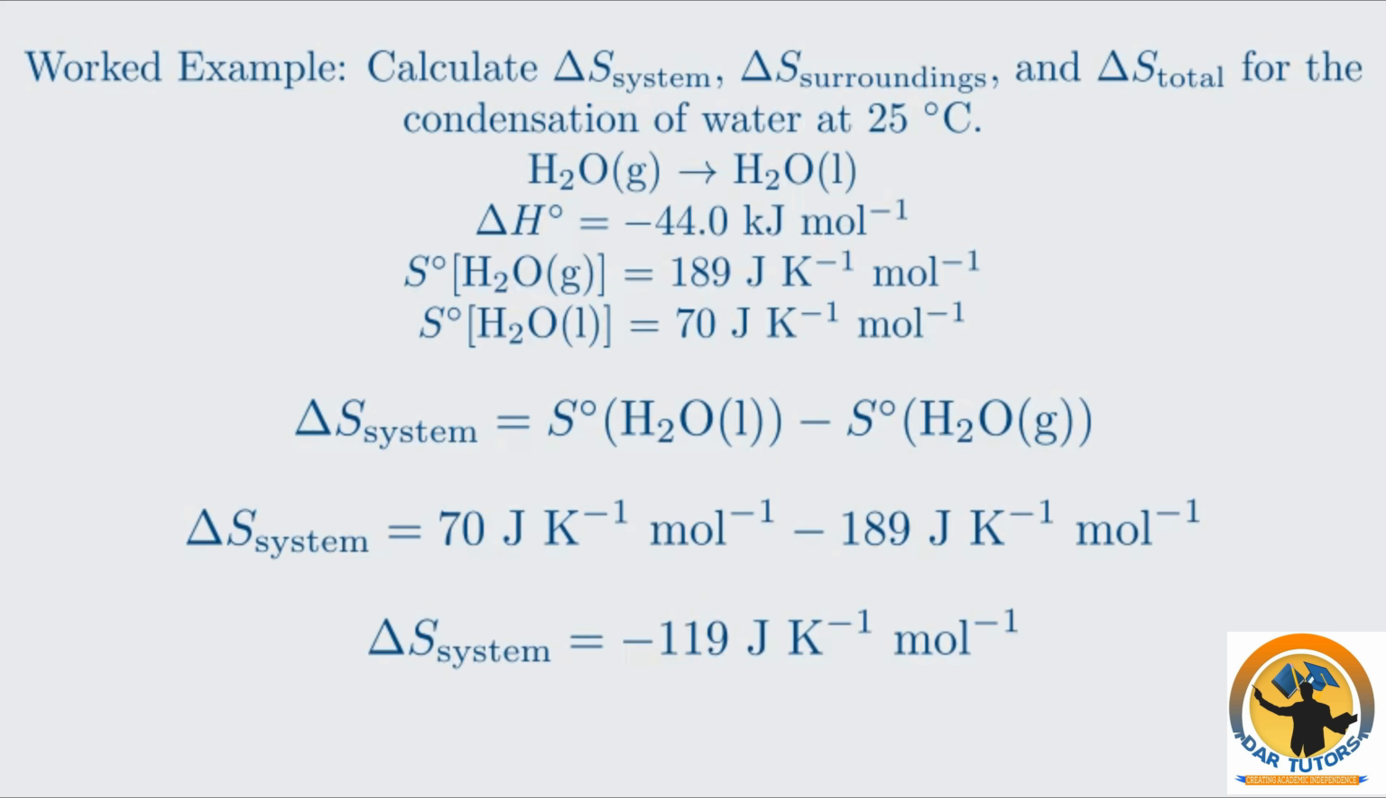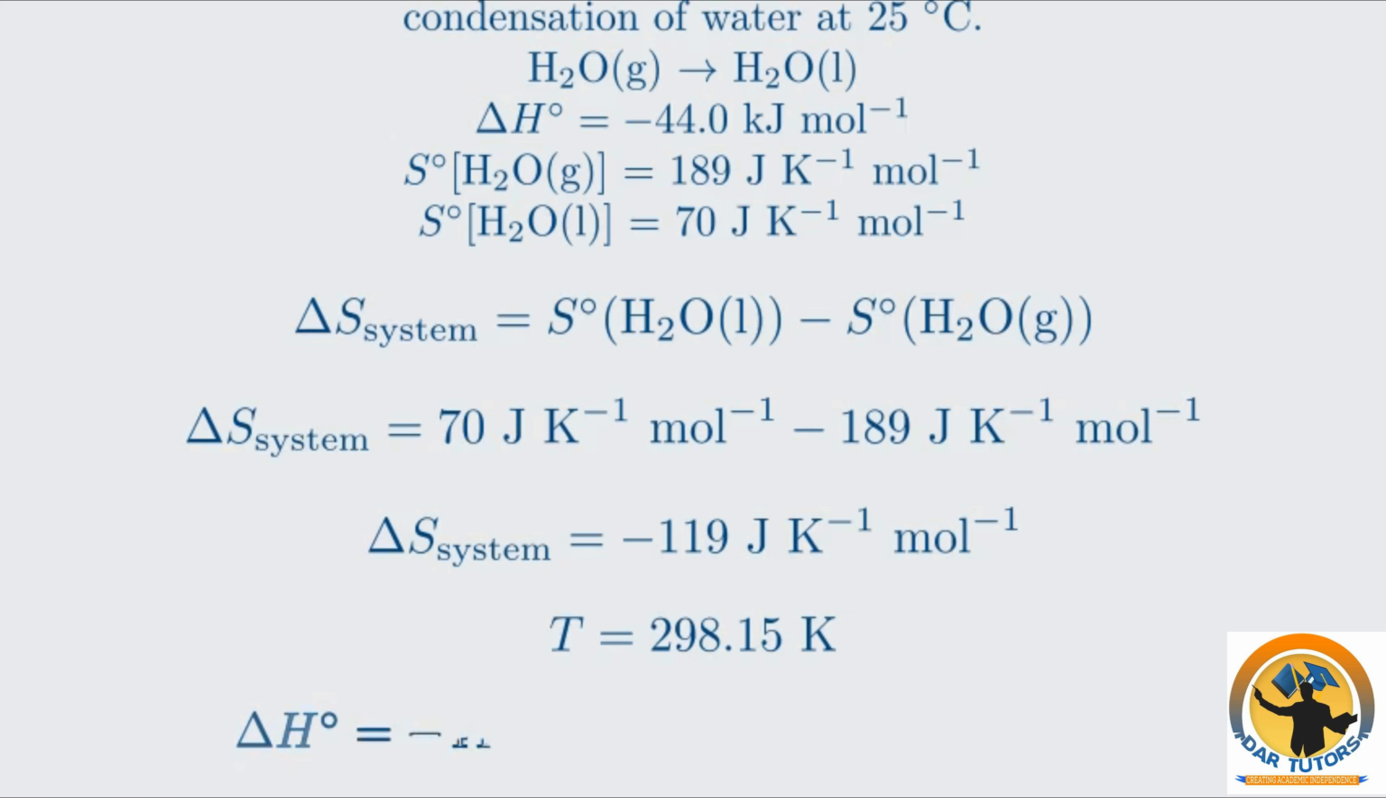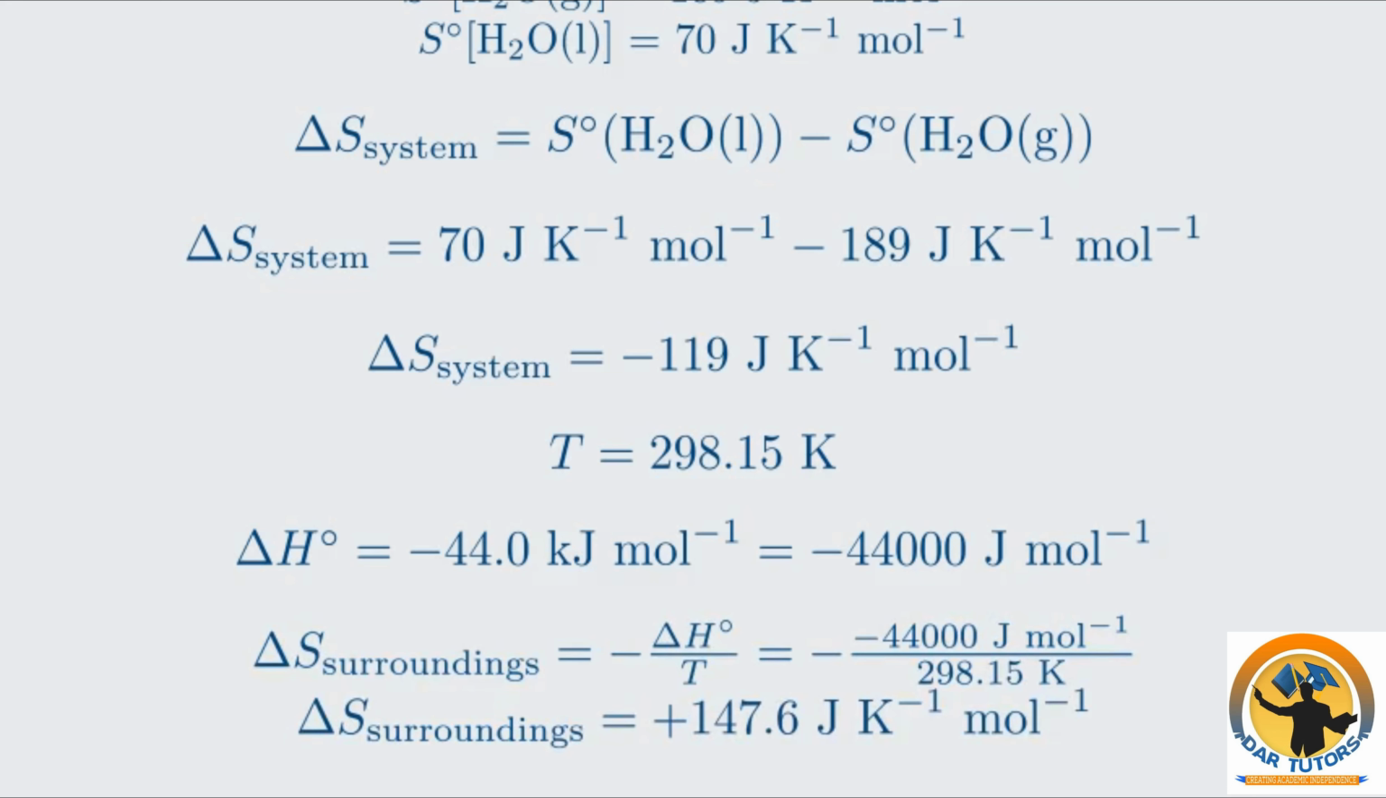Next, let's calculate the entropy change of the surroundings. Again, be careful with units and temperature. 25 degrees Celsius is 298.15 Kelvin, and the enthalpy change is negative 44,000 J/mol. Plugging these in, we get positive 147.6 J K⁻¹ mol⁻¹. The exothermic condensation releases heat, increasing the entropy of the surroundings.